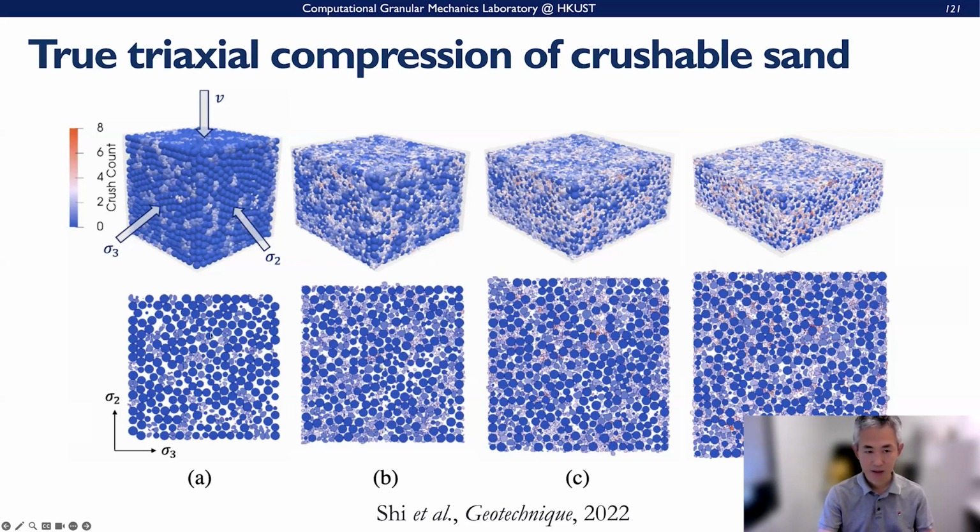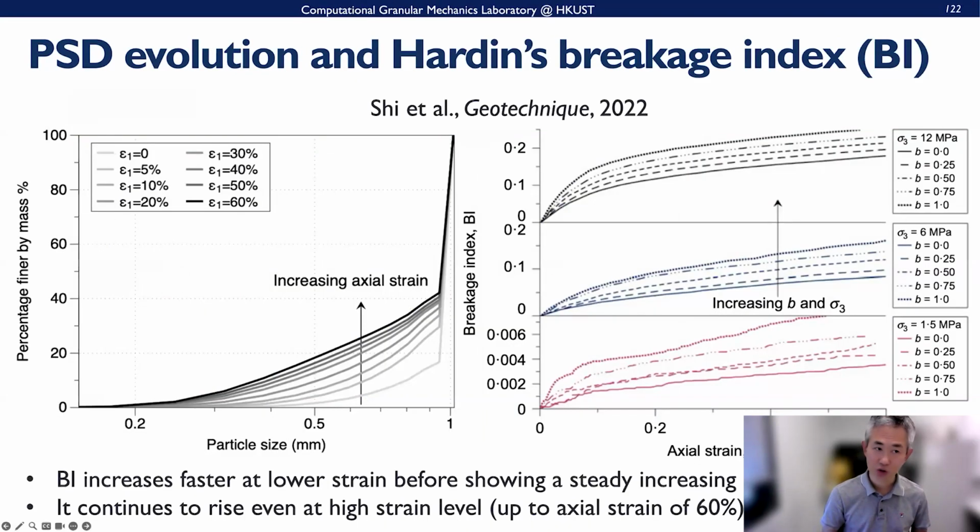These are the planar cross-section snapshots at the initial state, and then when we crush it, you see the cross-section area increase, and then further increase with more crushing, to the end here. We monitor the evolution of this particle size. We look at the different strain levels and their evolution, and also we monitor the so-called breakage index.